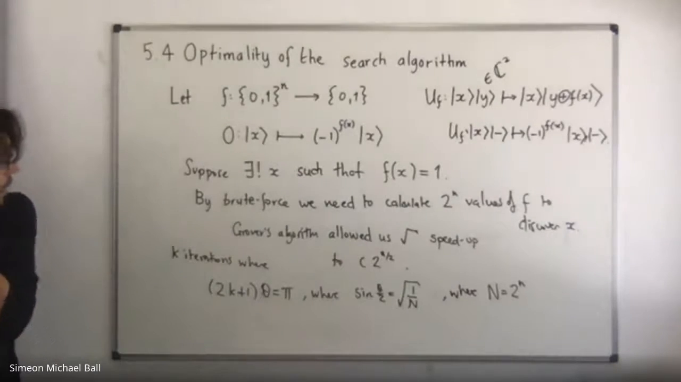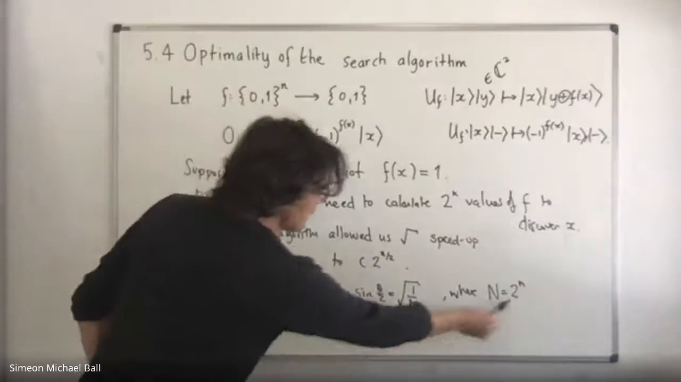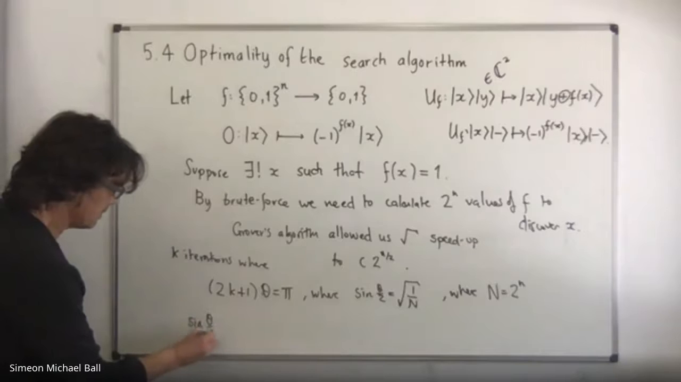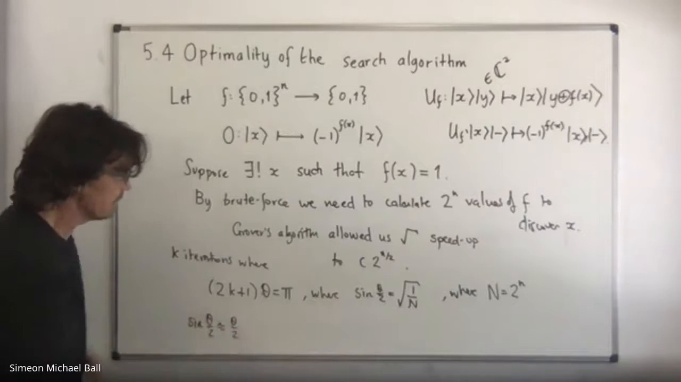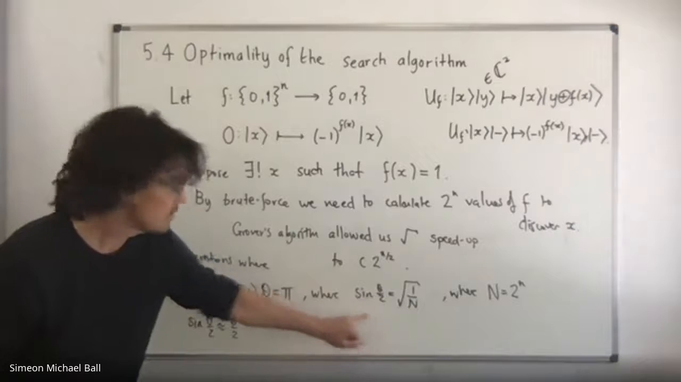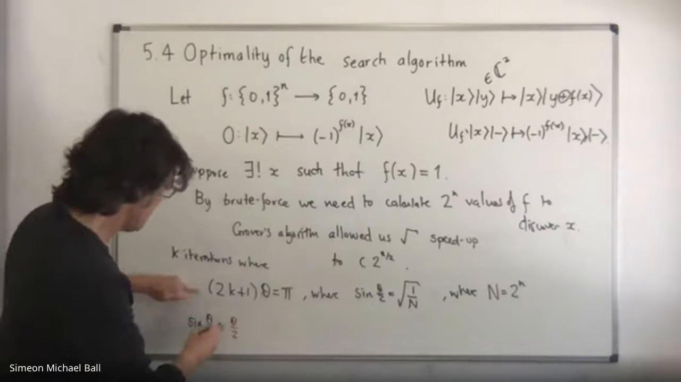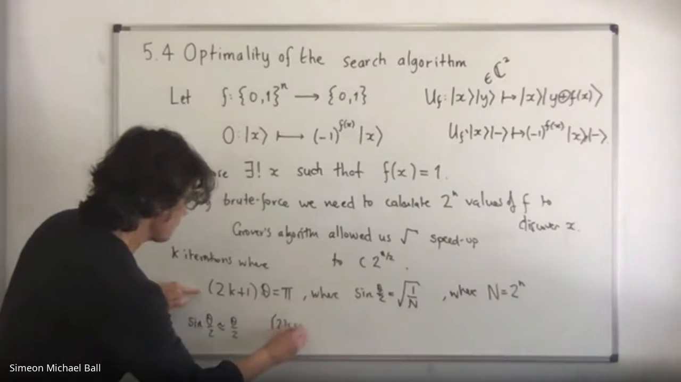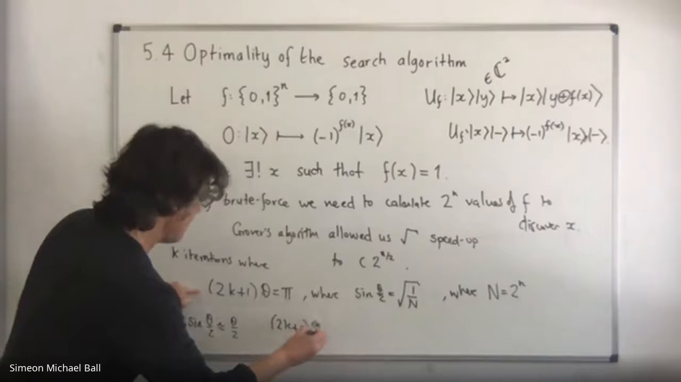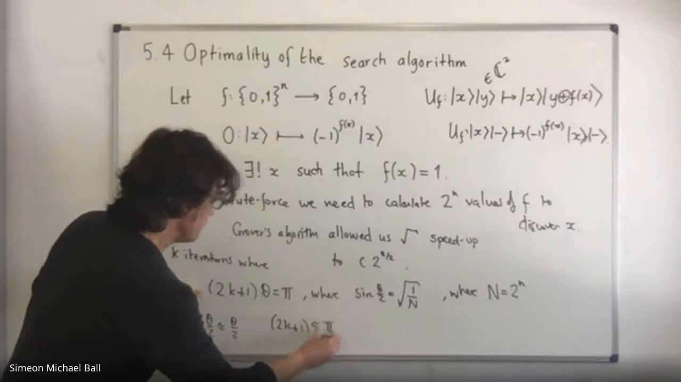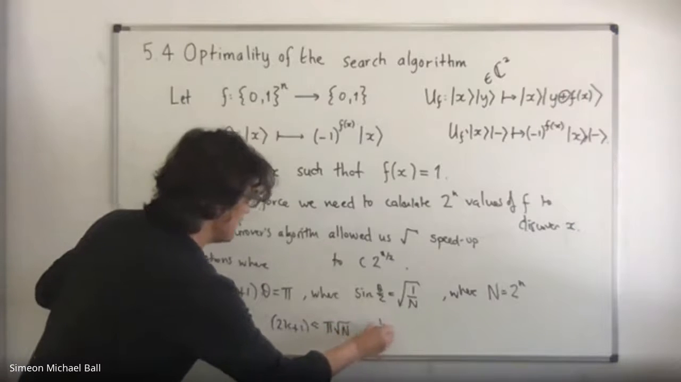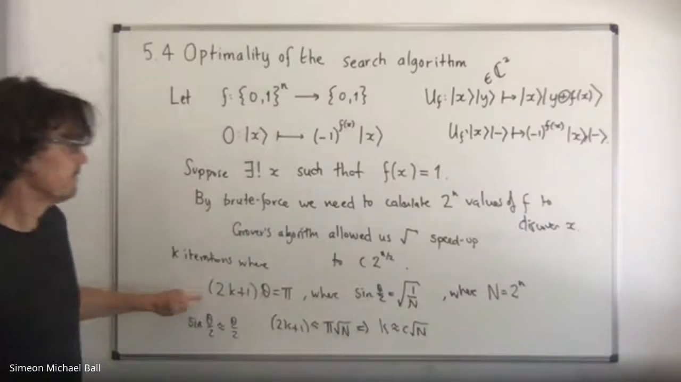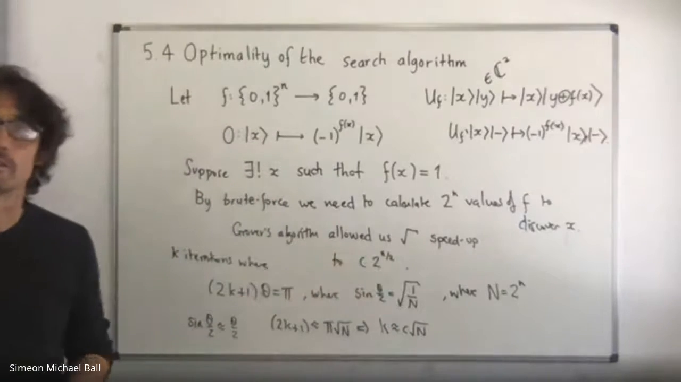Since this is very big, this is very small, we have sin(θ/2) is approximately just θ/2. So when we now substitute, we have θ/2 is roughly 1 over √N, which implies that (2k+1) is approximately π√N. So k is some constant times 2^(n/2).